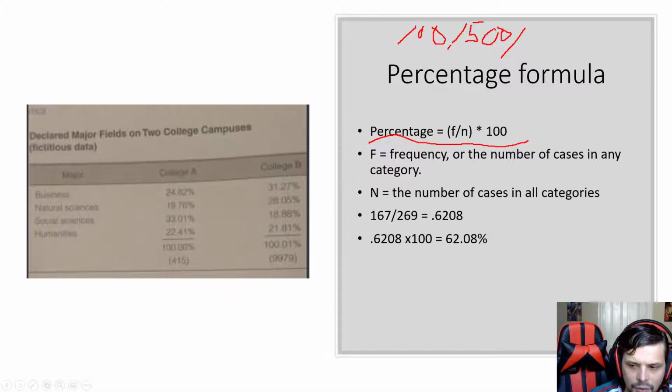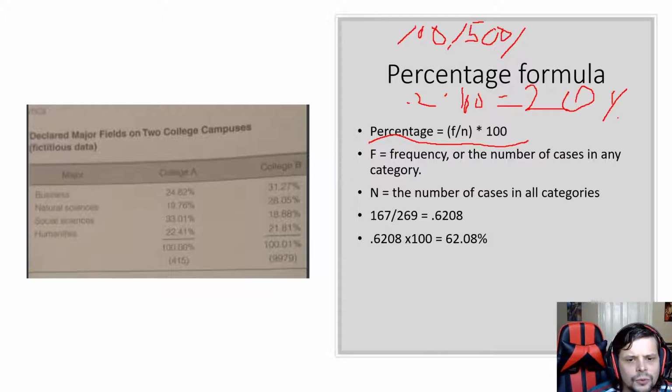Going back to the PowerPoint. Oops, I thought my pen was active and it wasn't. So 100 divided by 500 would convert to 0.2, and then we multiply by 100, which would equal 20, and then we would just put the percent at the end of it. Alright, so frequency is the number of cases in any category, and the number of cases in all categories is your n, or your sample size, and you can see here the math that's going on.